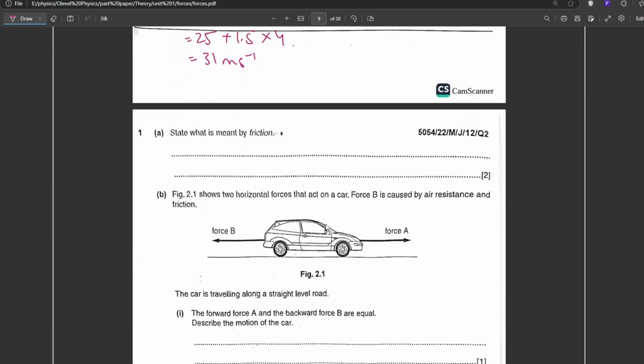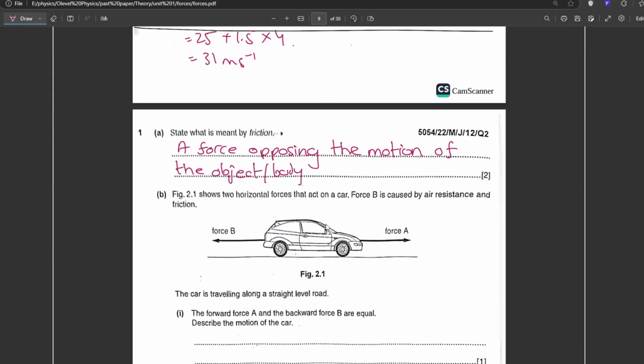State what is meant by friction. A force opposing the motion. Simple. A force opposing the motion of the object or body.